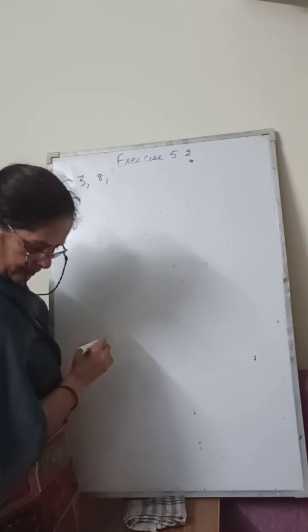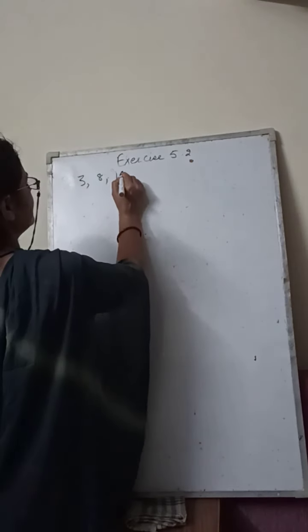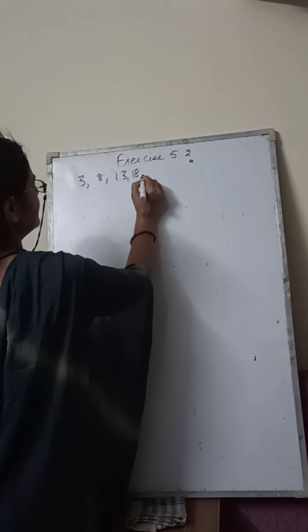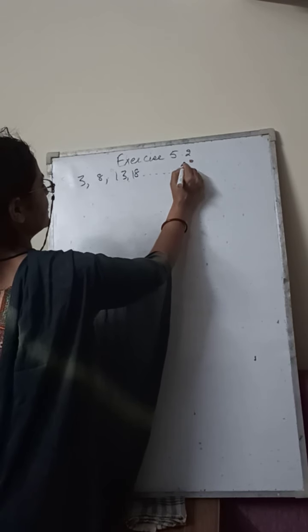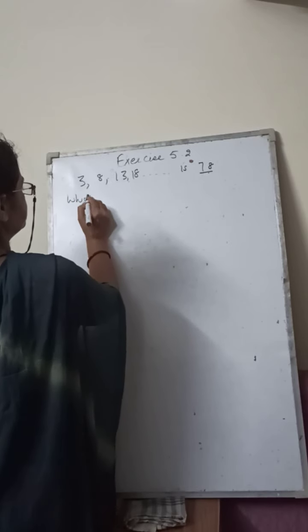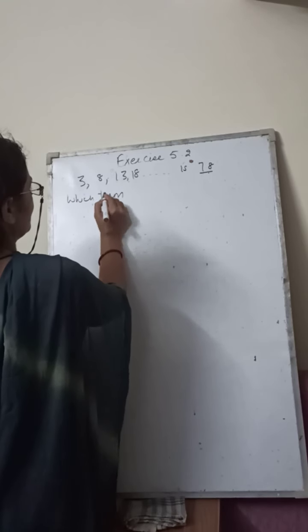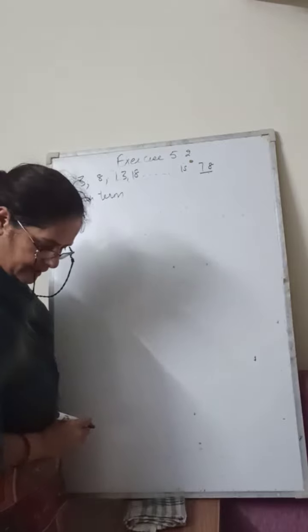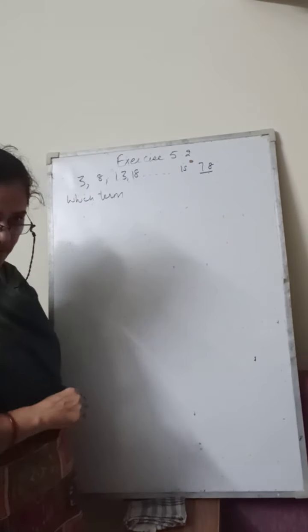8, 13, 18, ... is 78. You have to tell which term of this AP is 78, right?